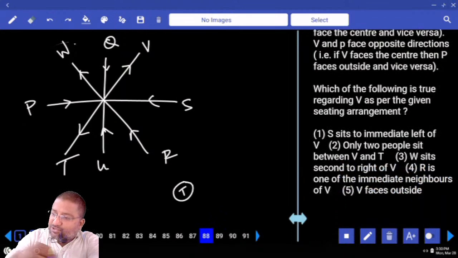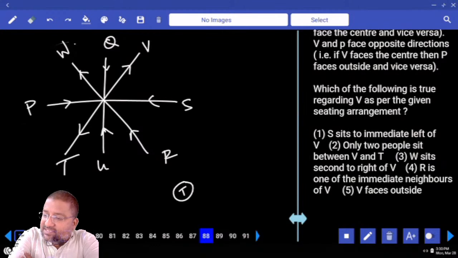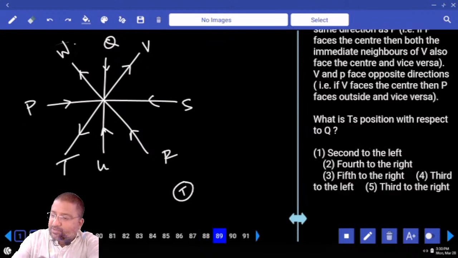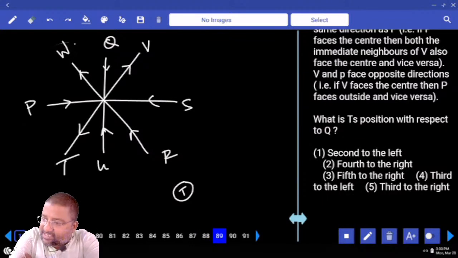Which of the following is true regarding V as per the given arrangement? S sits to the immediate left of V. Immediate left of V, is it S? No. Only 2 people sit between V and T. No. W sits second to the right of V. No. R is one of the immediate neighbors of V. This is also not true. V faces outside. Fifth option.